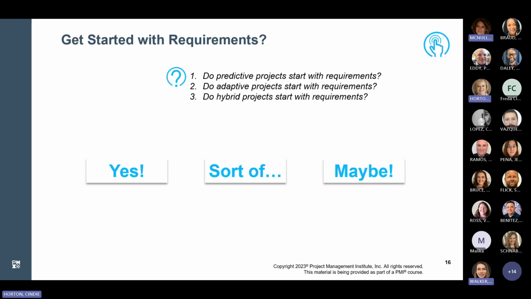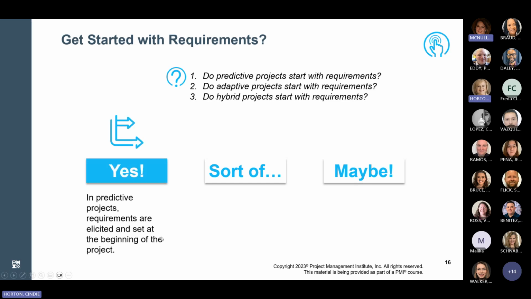I think so, so that you know what your end goal looks like. Yes. If you remember, the shop study said they were very definitive about what they wanted, right? So that was predictive, so it started with requirements. So yes, in predictive projects, requirements are elicited and set at the beginning of the project. Okay? Question number 2, do adaptive projects start with requirements?